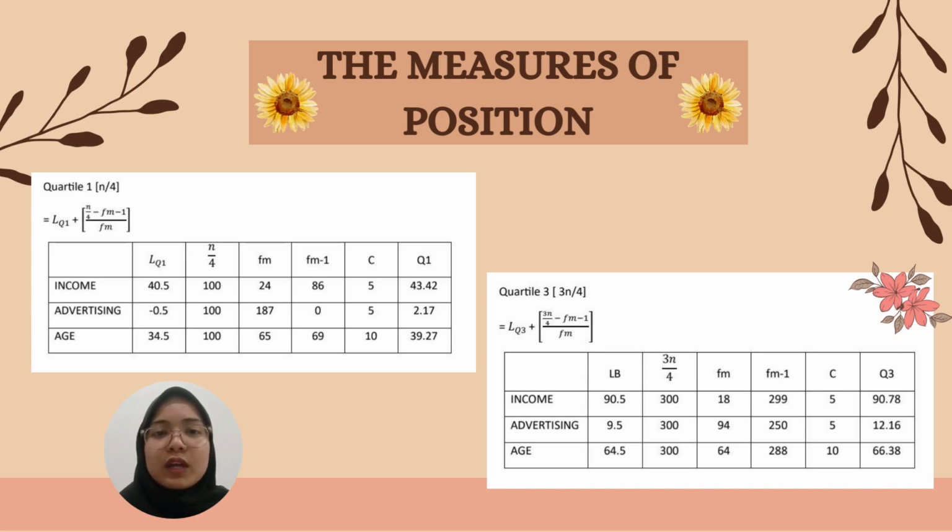And for quartile 3, the format is the same as quartile 1 but not N per 4 but 3N per 4. Quartile 3 for income is 90.78, advertising is 12.16, and age is 66.38.